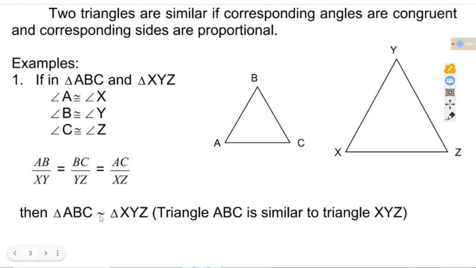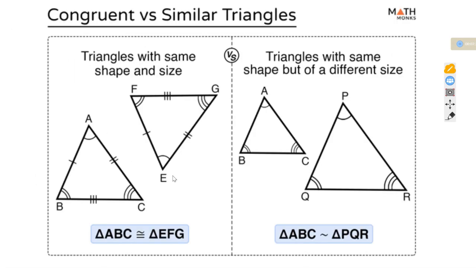And so now we have a different symbol, and we use this symbol called the tilde to indicate that triangle ABC is similar to triangle XYZ. Okay, so this is one way that I had you guys write down the definition, and we can see that the angles just have to be equal. There's no mystery there really, okay?